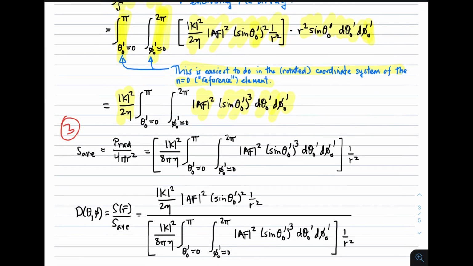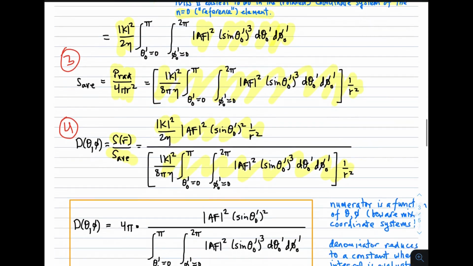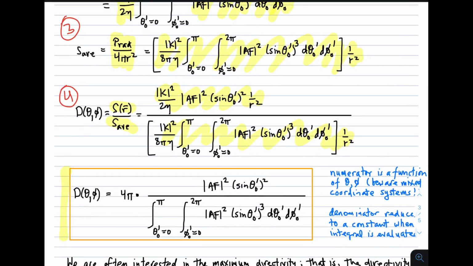Step 3, compute the average power density. That's just the total power divided by 4 pi r squared, the area of the sphere. So that's super easy. We get this expression highlighted here. And then step 4, we divide power density by average power density to get directivity. So this is simple substitution in the numerator and in the denominator, yielding the expression that I have put in the box right here.